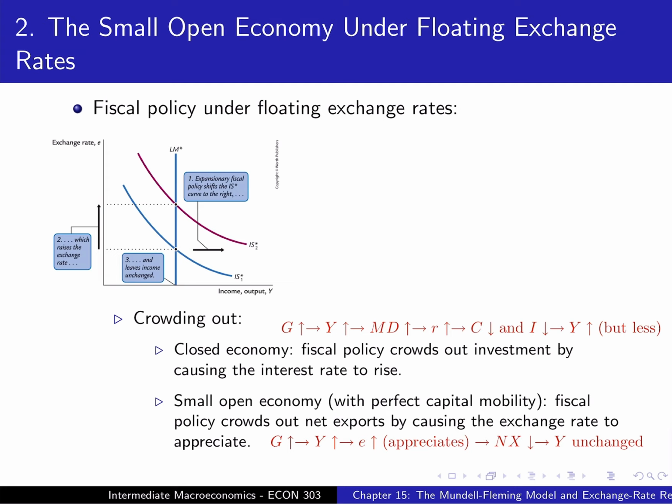But with R fixed, the exchange rate E must appreciate to restore equilibrium. An appreciated currency makes exports more expensive, so net exports fall. The fall in net exports crowds out the rise in Qi, so overall output Y remains unchanged. This is an example of crowding out through exchange rates in an open economy.